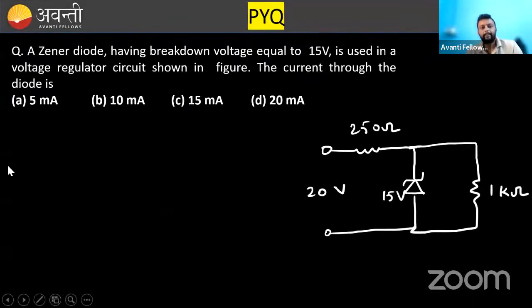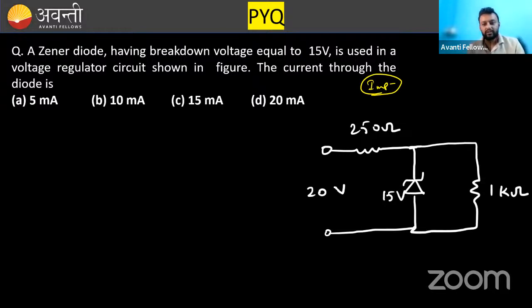This is the example. Read the question, and this is the most important question of the Zener diode. Very important question. You will learn the concept, then it will be very good. Again, you can see there is a Zener diode. Just tell me which is the load resistor out of 250 ohm or 1 kilo ohm, which is the output resistor.